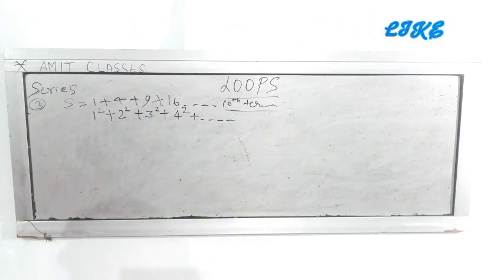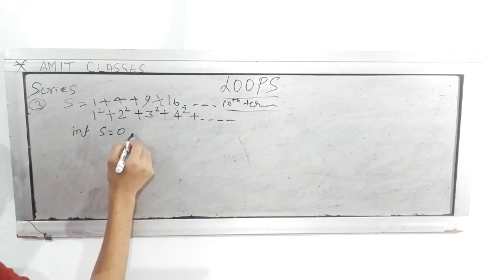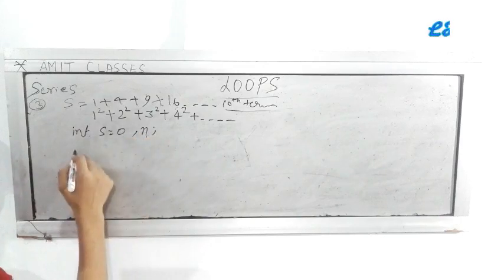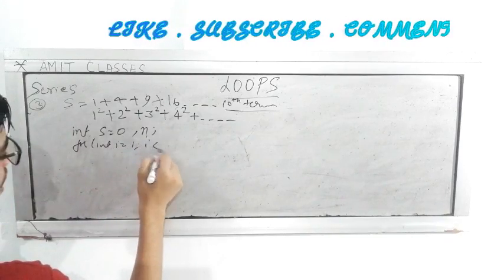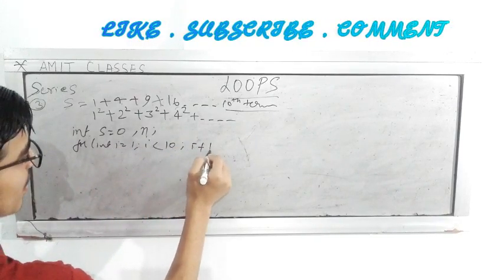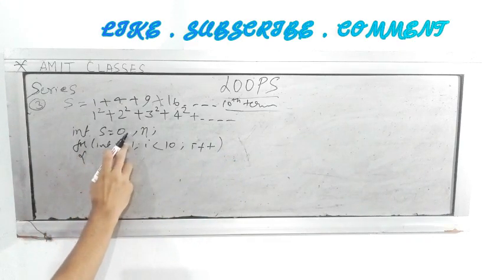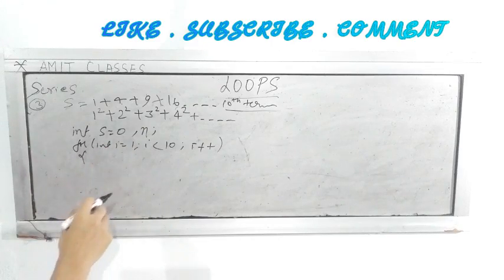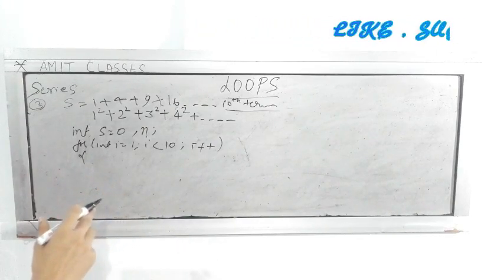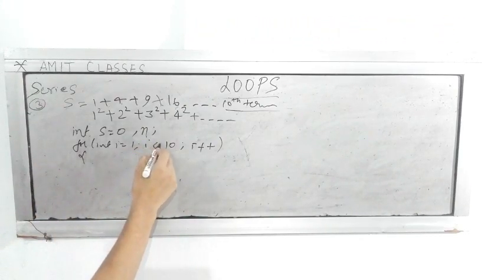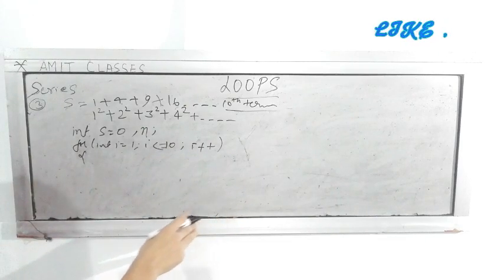So let's do this. int s is equal to 0 and for int i is equal to 1, i is less than or equal to 10, i plus plus. Now we have written here the declaration. After this there is the condition that i is less than or equal to 10, yes, and then i plus plus.